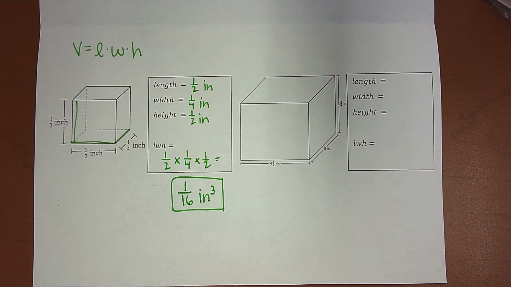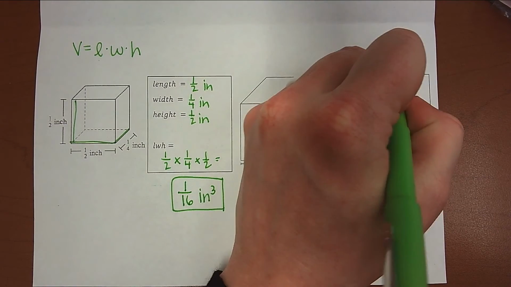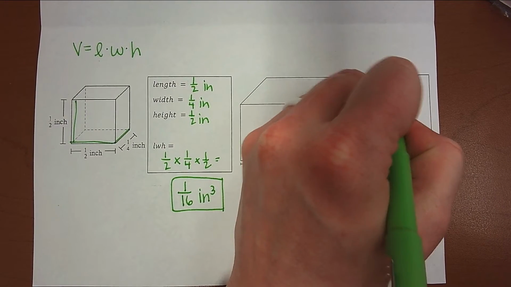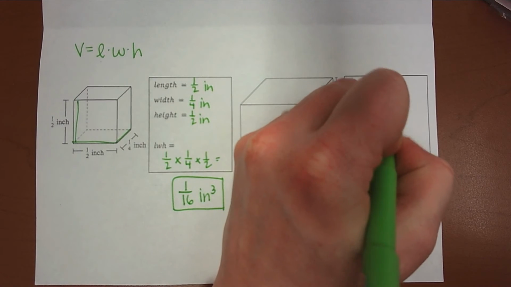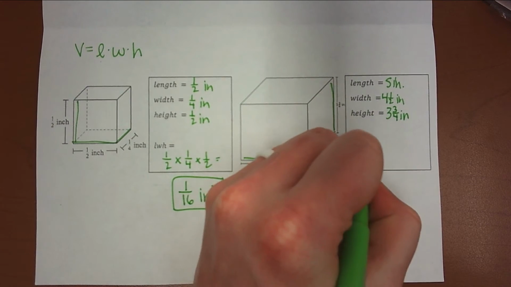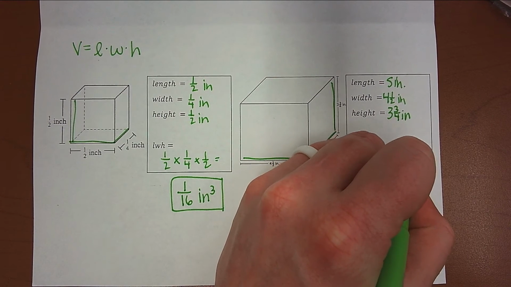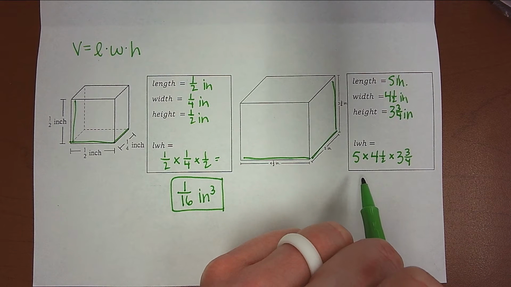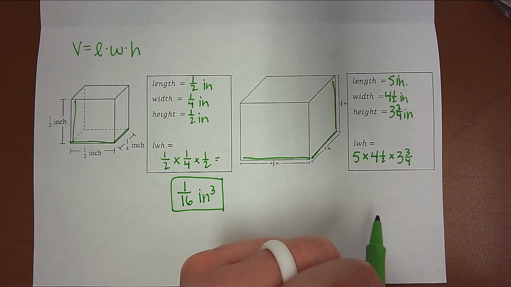And then on our very last one, we've got a length of 5 inches, a width of 4.5 inches, and then a height of 3 3/4 inches. In order to find volume, I'm going to multiply length times width times height, so 5 times 4.5 times 3 3/4. Now, when we did our fractions unit, we talked through the importance of when we multiply mixed numbers, we have to convert them all into improper fractions first.